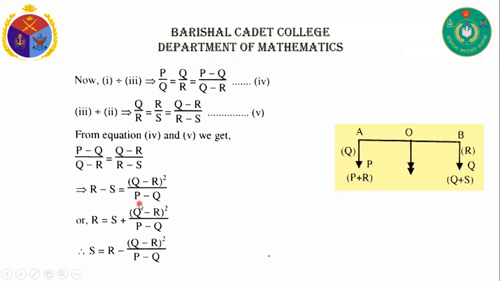Then we can write R equal to S plus (Q minus R) whole square by (P minus Q). Or we can transfer this part here, then we can write S equal to R minus (Q minus R) whole square by (P minus Q).